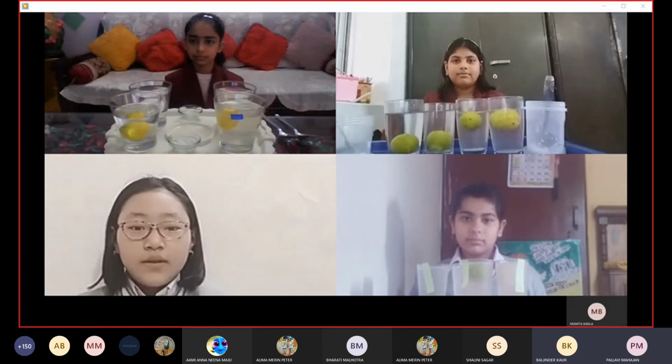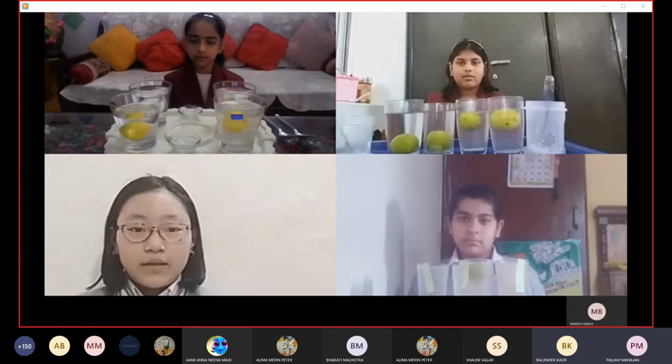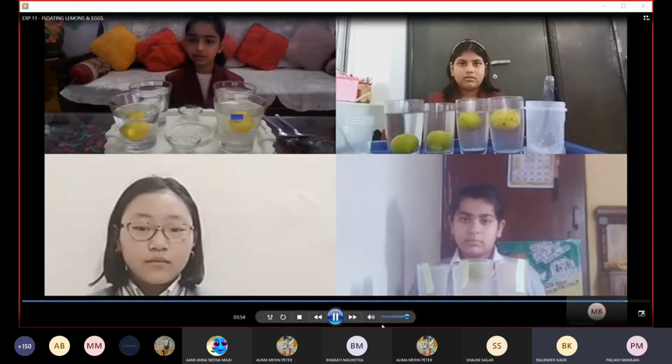Precautions we should take while doing this experiment are: work on a flat and stable surface. Put the egg gently into the water so that it does not crack. Stir gently so the glass container does not get damaged. Take proper measure of salt and sugar for correct results.